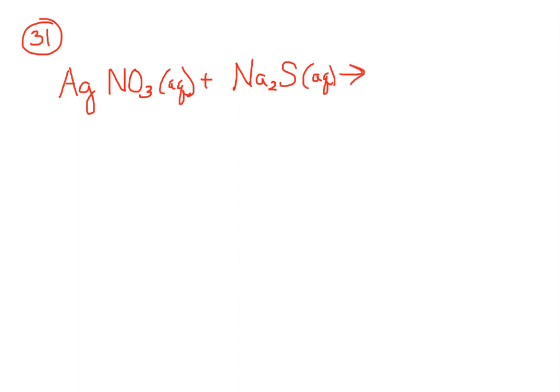Okay, silver's positive, so it's going to have to go with sulfur, which is negative. So we're going to have silver and sulfur. Silver has a +1, and sulfur has what? -2. So they go like that, and that becomes Ag2S.